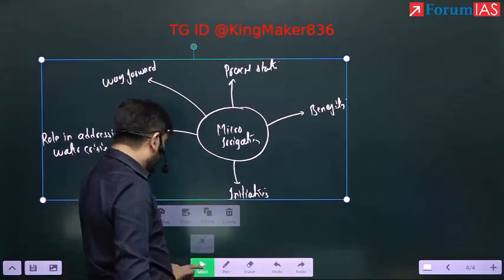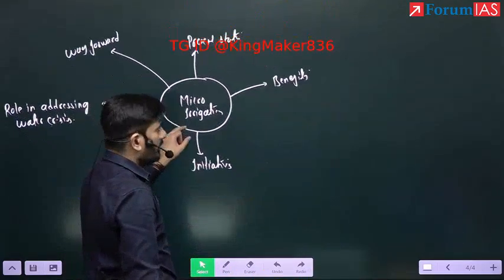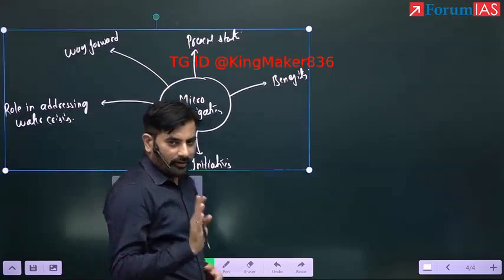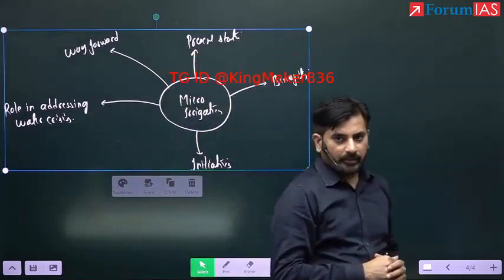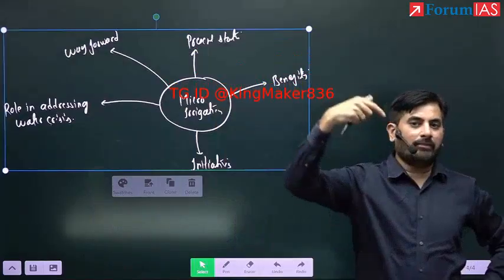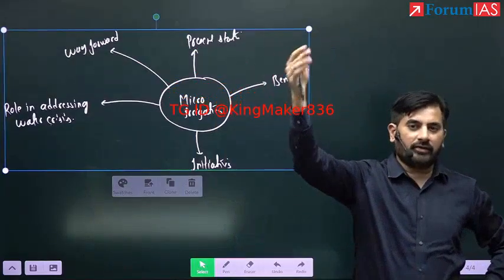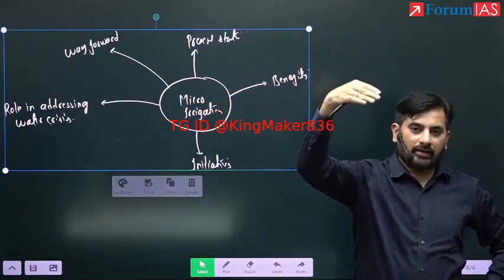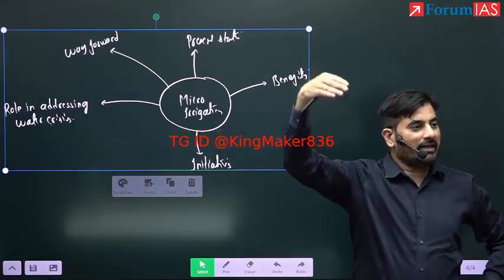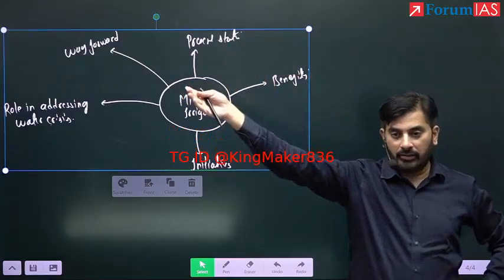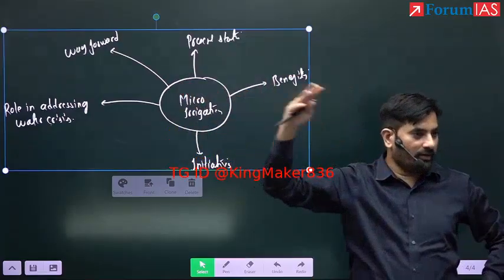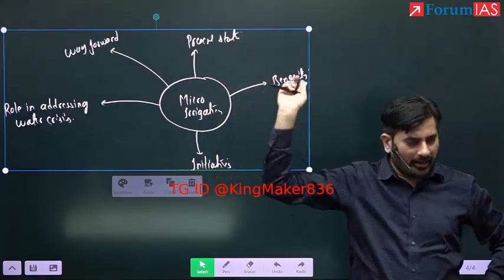What do you think are the benefits of micro irrigation? 3 points, 3 to 4 points. Anyone? Number one is obviously it will help us improve the irrigation efficiency. How much is it right now? 38%. It can increase to almost 90%. A quantum jump in the irrigation efficiency. Good. I'll write all of this thing.